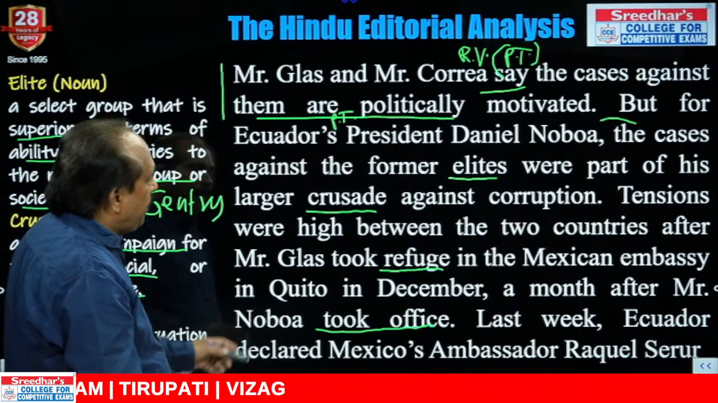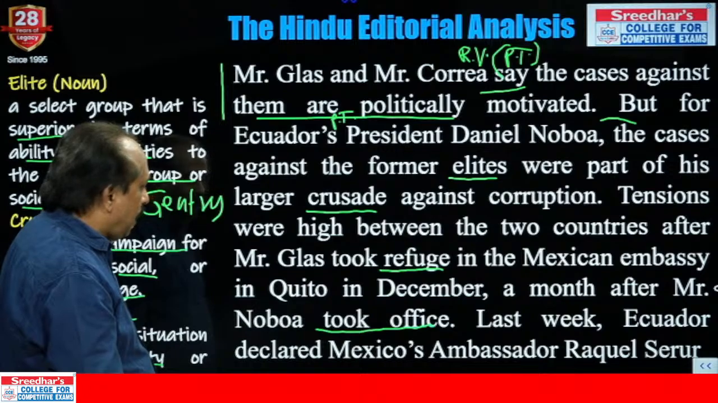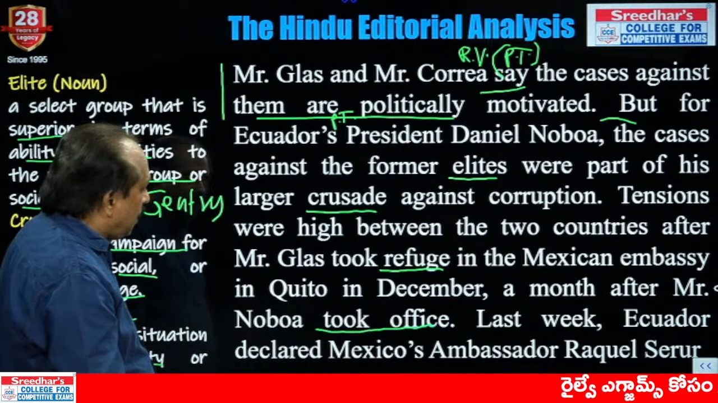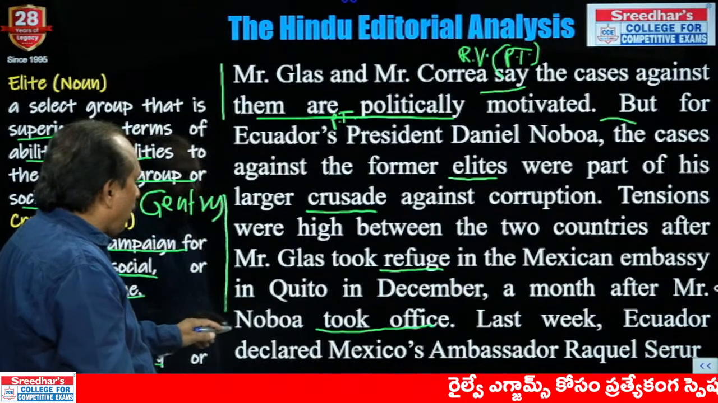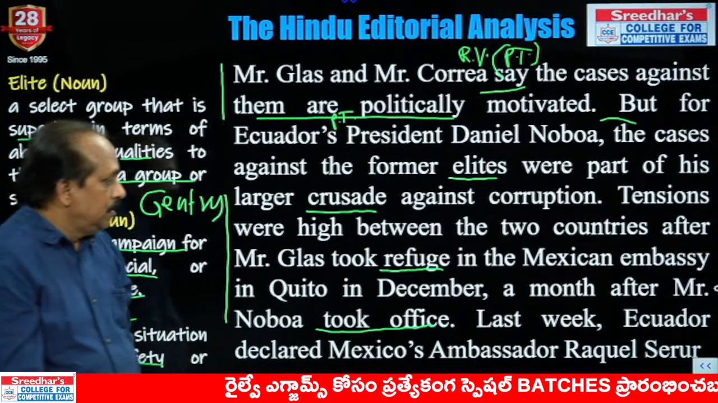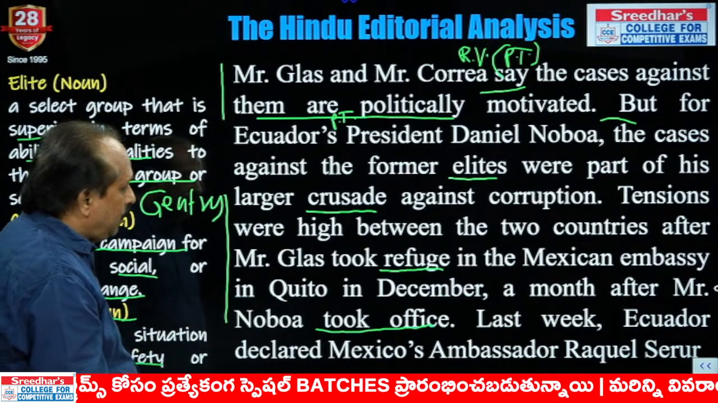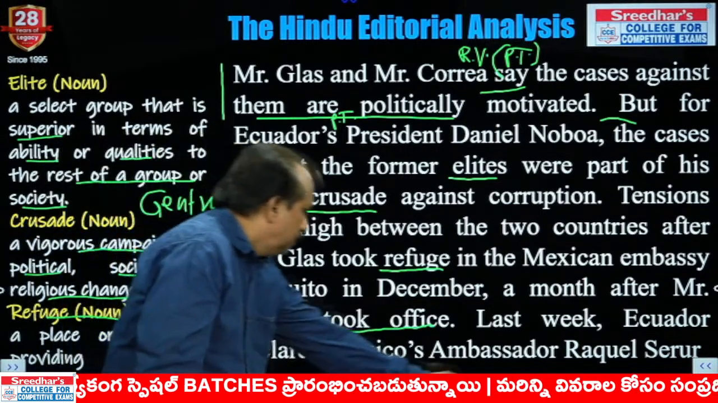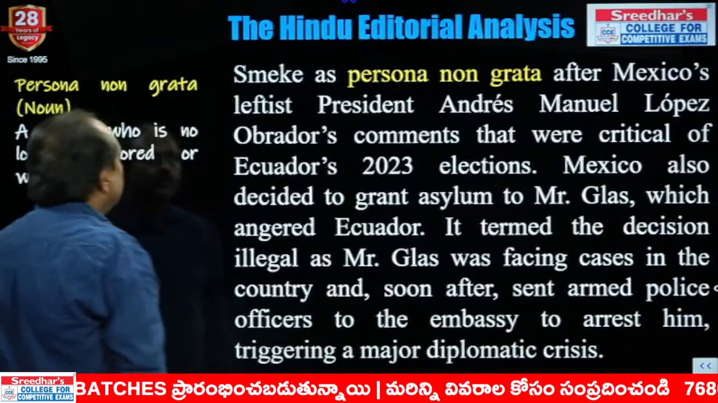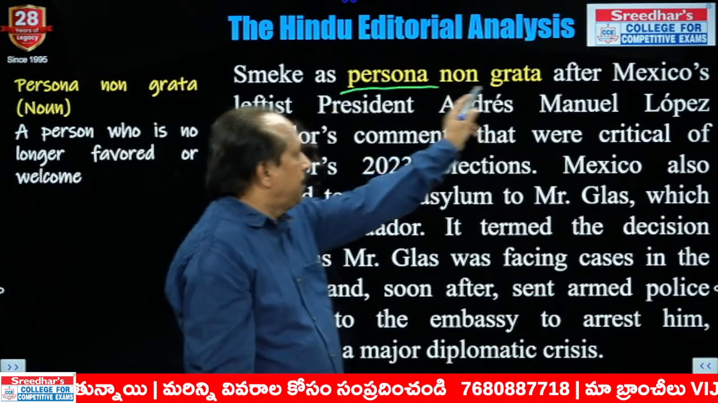Tensions were high between the two countries after Mr. Glass took refuge in the Mexican embassy in Quito in December, a month after Mr. Noboa took office. It all started there. But before that, something else happened. Last week, Ecuador declared Mexico's ambassador Raquel Serur Smeek as persona non grata, an important expression.